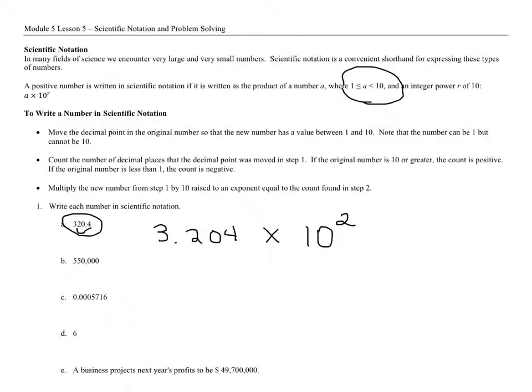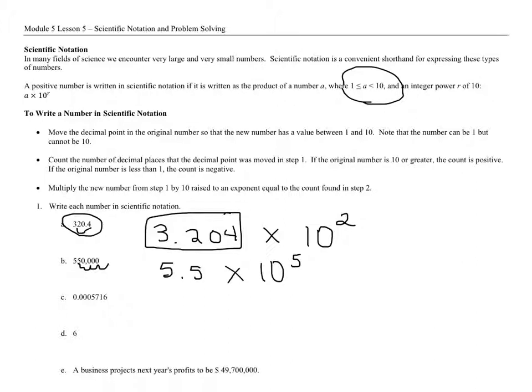Now let's do the next one. The count's also going to be positive here because that number is greater than 10. So first I'm going to place the decimal point to make the number between 1 and 10, 5.5. I don't need all of those zeros, whereas in this first problem, I needed all the digits because they weren't all zeros after a specific number. So now, times 10, the count is positive, and I moved the decimal point 5 places. So it's 5.5 times 10 to the 5th.